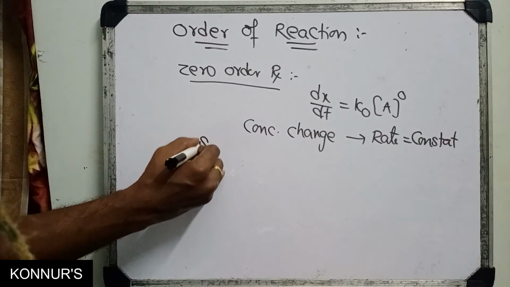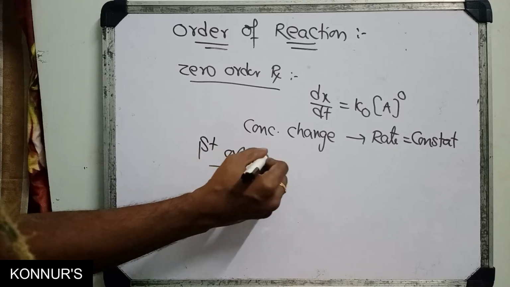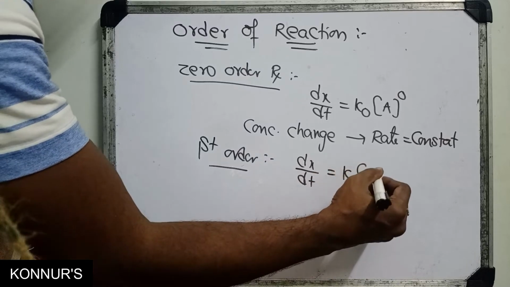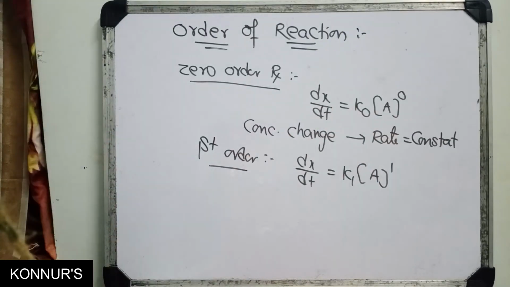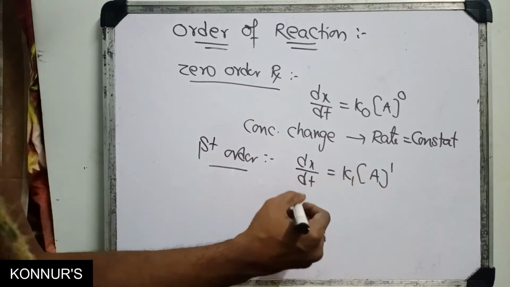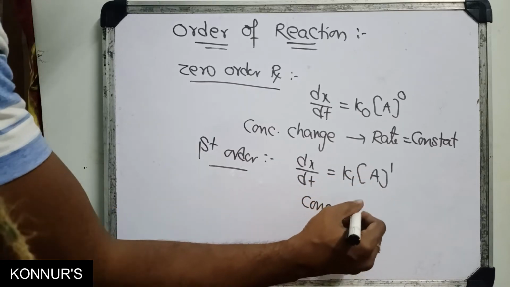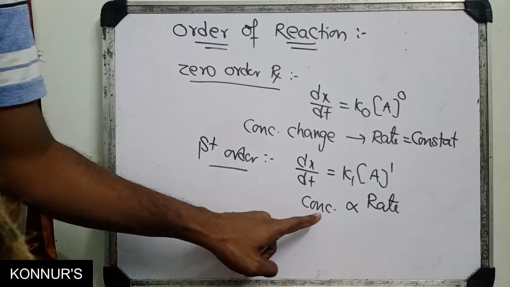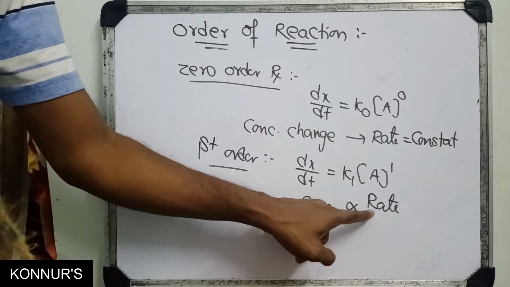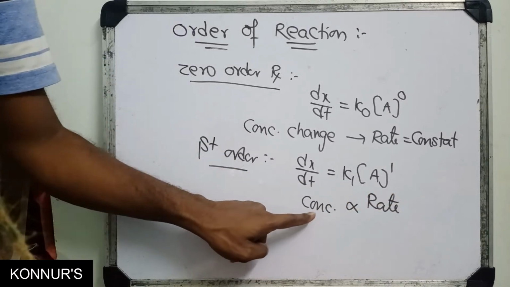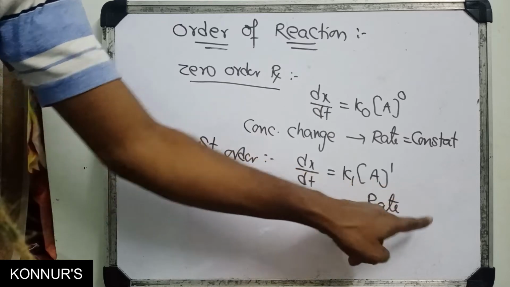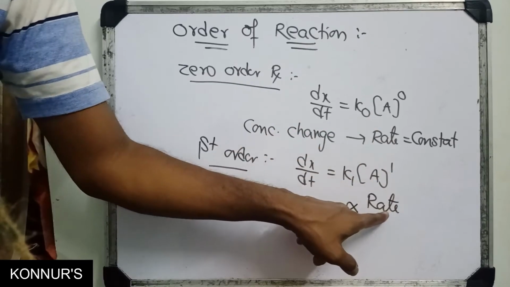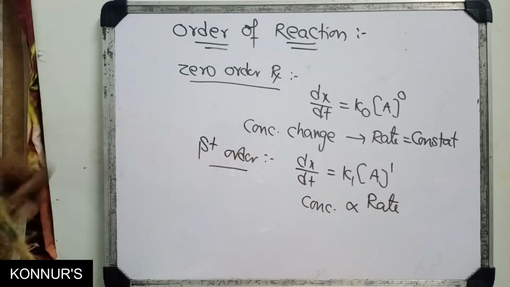Suppose first order. In a first order reaction, dx by dt equals k1 into a to the power 1. That means concentration is directly proportional to rate. So if concentration increases 2 times, the rate also increases 2 times. Concentration 3 times, rate also increases 3 times. However many times the concentration increases, the rate increases the same number of times, then you call it a first order reaction.